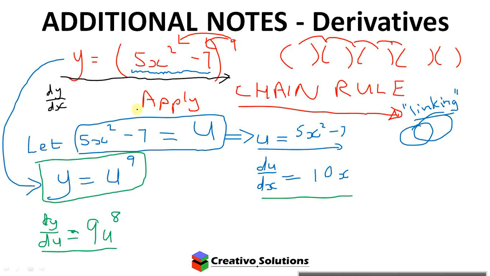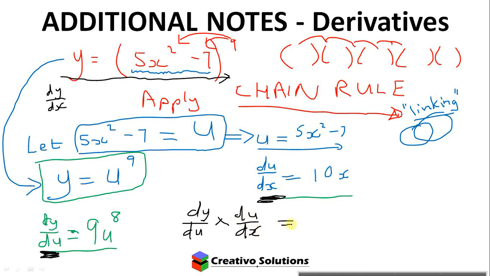Okay? Is it possible to still get dy over dx? Yes. Because have a look. Here I've got dy over du. Here I've got du over dx. Does that make sense? If I take dy over du and multiply that by du over dx, it's going to give me the same thing. It's going to give me a derivative.